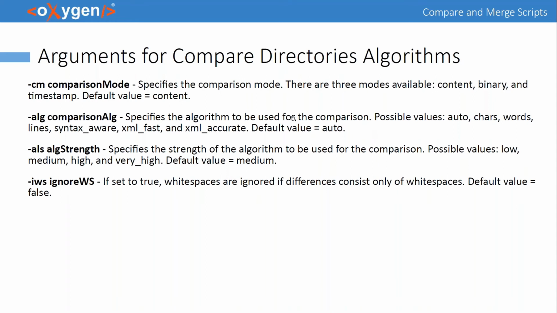So here you can use similar algorithms to compare by character, words, lines, syntax aware, or use these XML algorithms, XML fast and XML accurate. And also here you have the support to specify the strength of the algorithm, and support to ignore different parts of the comparison report. So you can compare two versions of the folder of a project and specify that you don't want to signal the white spaces modification in those files. And for this, you can use this argument.